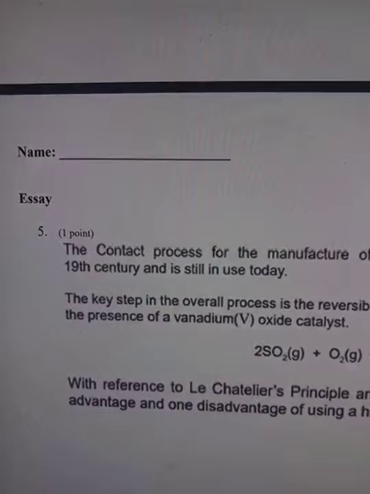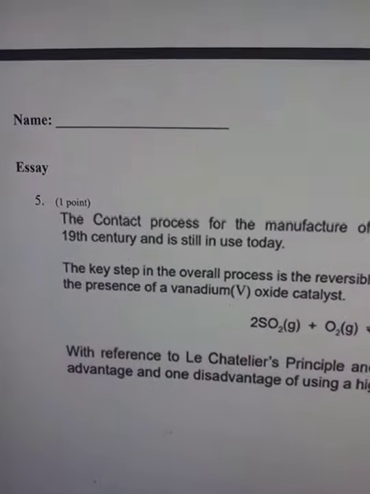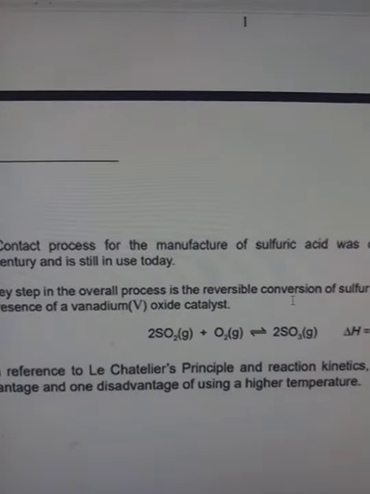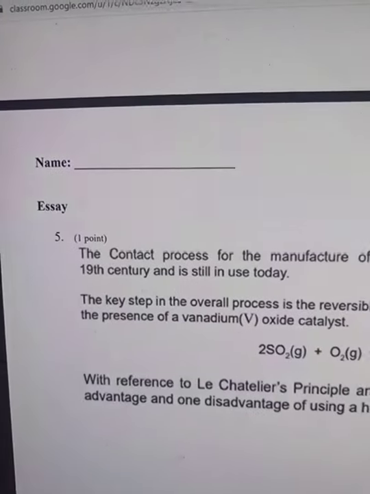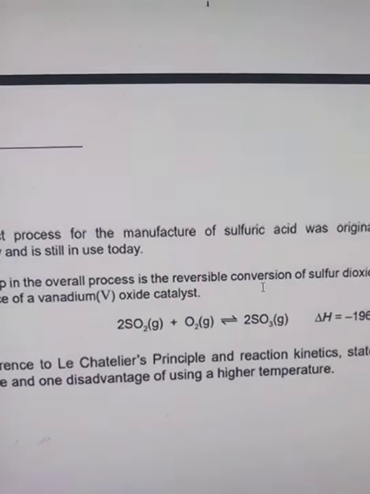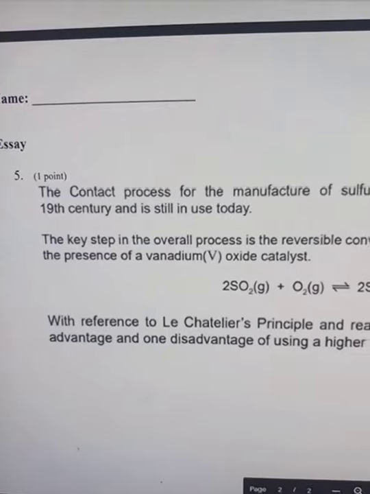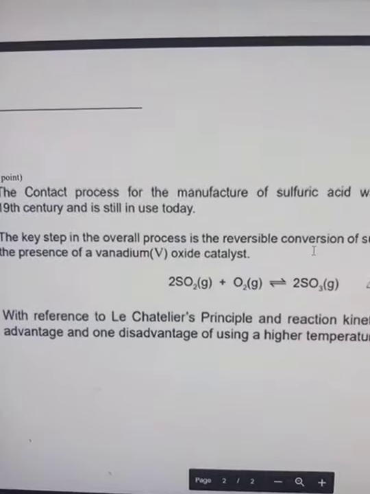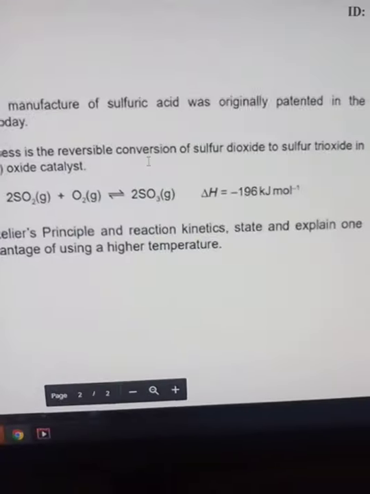Alright, so on to the last final question. The contact process for the manufacture of sulfuric acid was originally patented in the 19th century and is still used today. The key step in the overall process is the reversible conversion of sulfur dioxide to sulfur trioxide in the presence of a vanadium oxide catalyst. So we have the equation 2SO2 plus O2 gives 2SO3. With reference to Le Chatelier's principle and reaction kinetics, state and explain one advantage and one disadvantage of using a higher temperature.